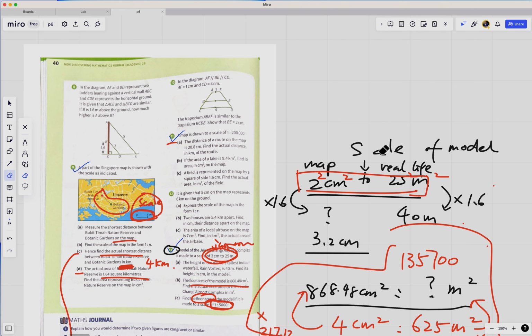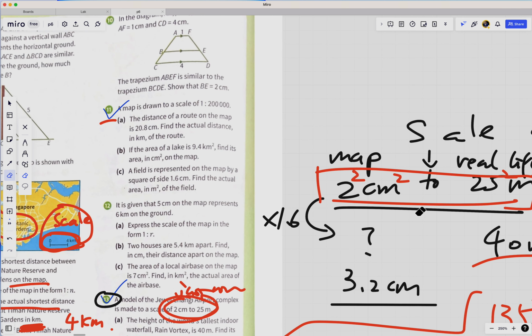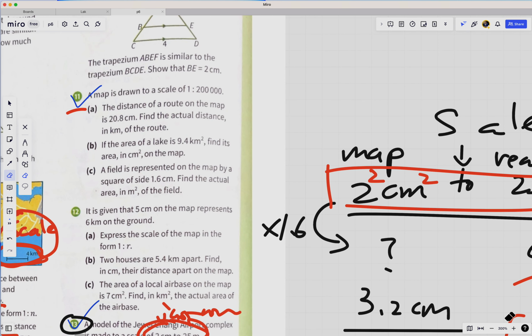Can I see the question? Yes. So let me just zoom in a lot more. Can you see? Is it big enough? Yeah. Okay. So please redo question 11 with this new knowledge.